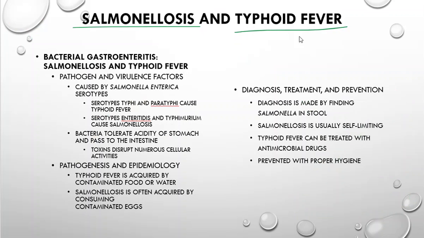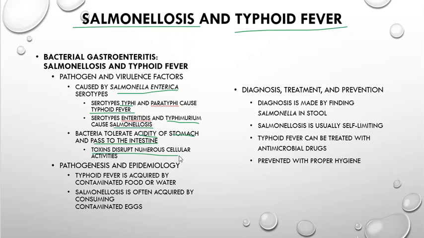Salmonellosis and typhoid fever. Salmonella enterica. There are different serotypes. There's typhi and paratyphi, which are going to cause typhoid fever. Serotypes Enteritidis and Typhimurium cause salmonellosis. Most of these bacteria cannot tolerate the acidity of the stomach, and so they're going to pass on to the intestines.